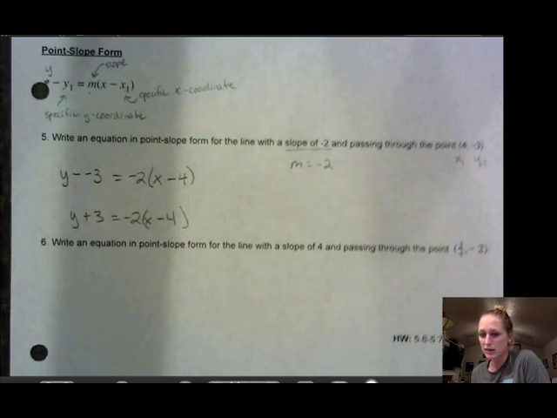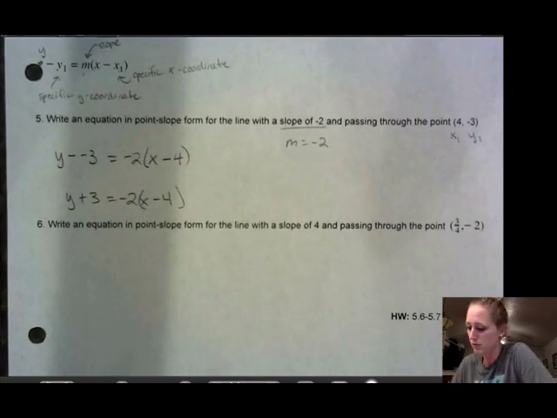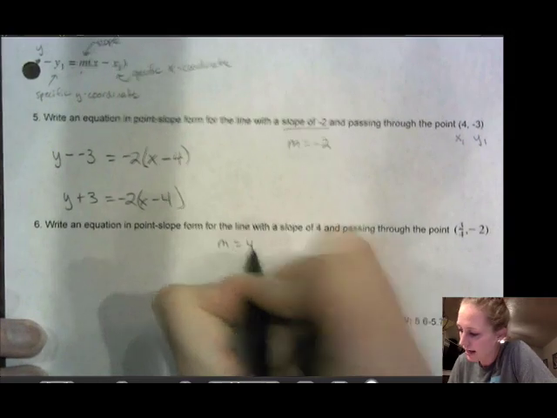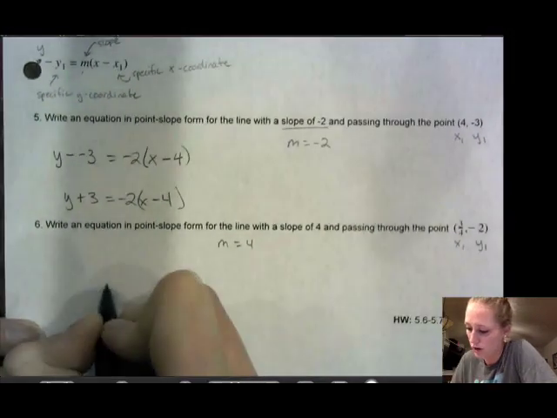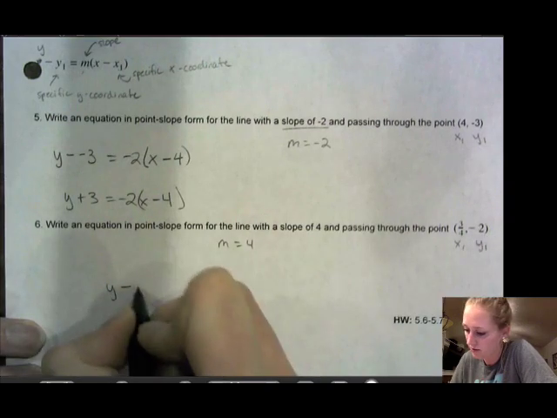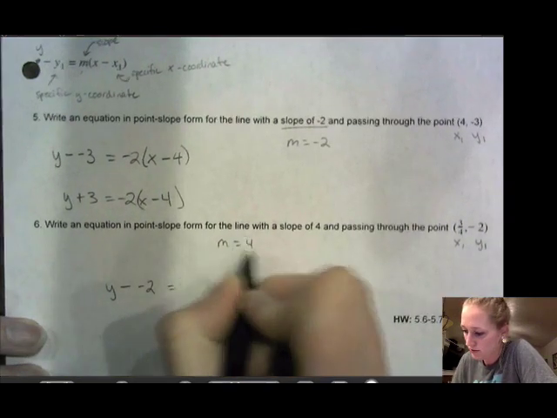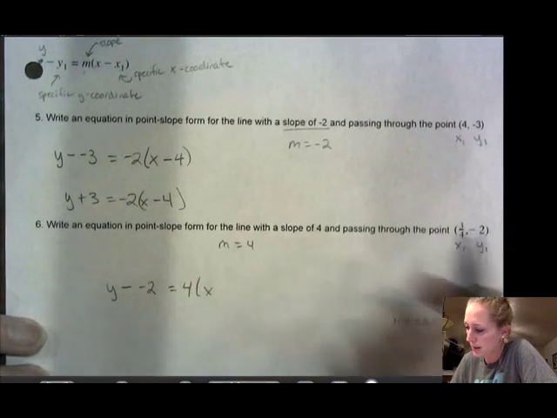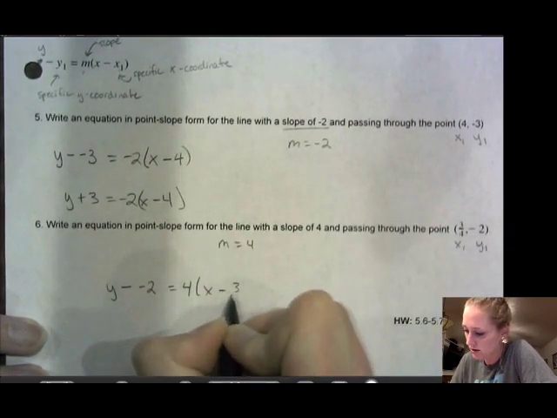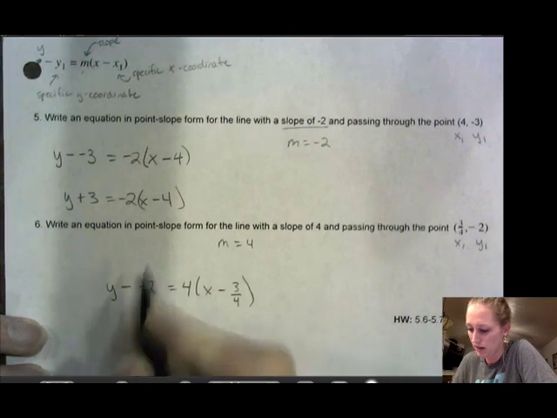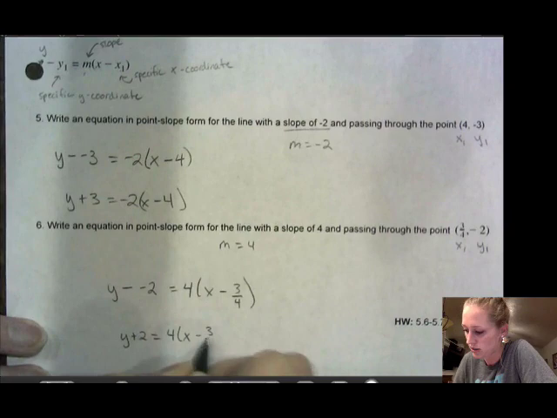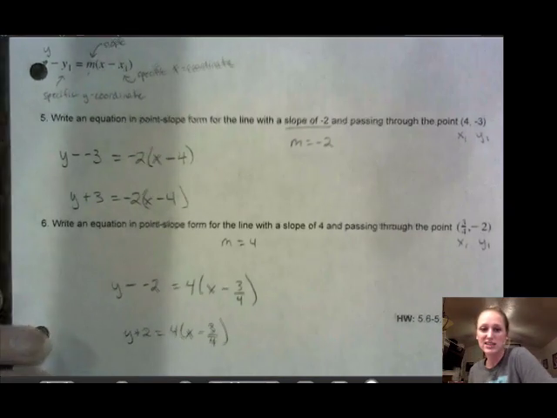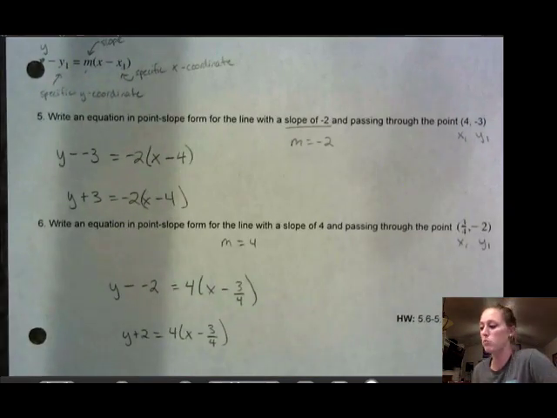Okay, we're going to do that same thing here, you guys, with this last example. So slope of 4. And here's my x1 and y1 that it has to go through. So I'm going to use y minus y1, -2, equals m is 4, times x minus x1. And then again, we could simplify that and write y plus 2 equals 4 times x minus 3/4. So this is kind of the last and final form we're going to show you guys, is this point-slope form.